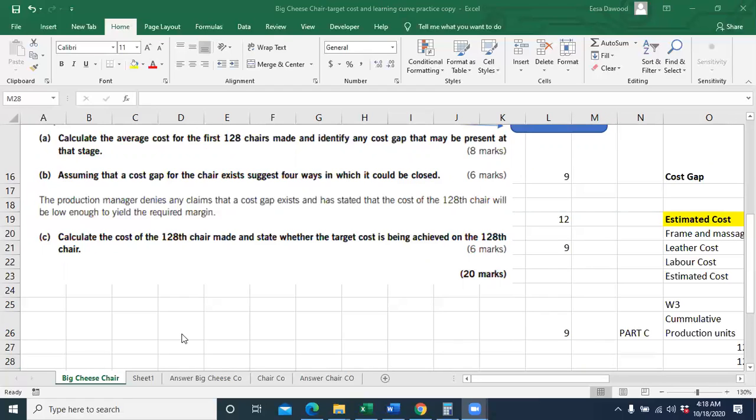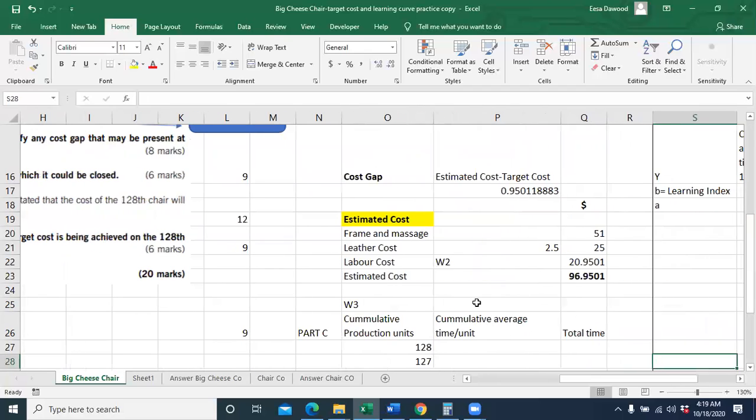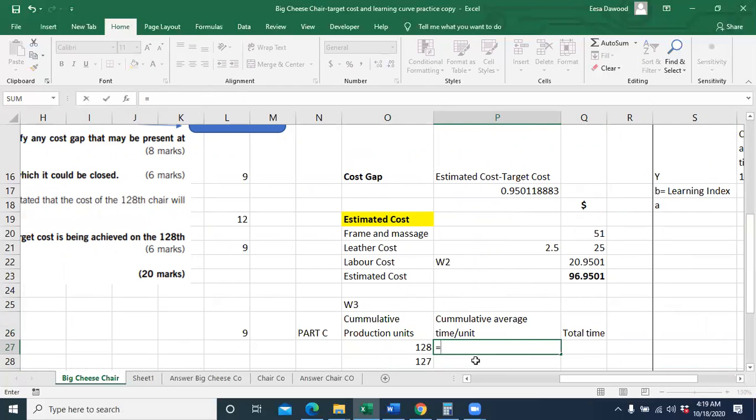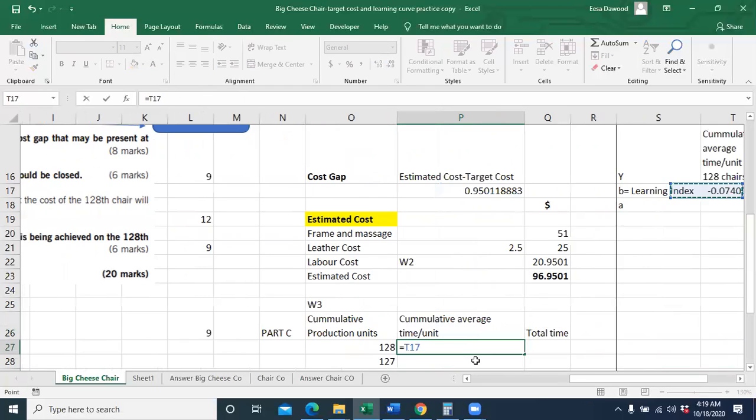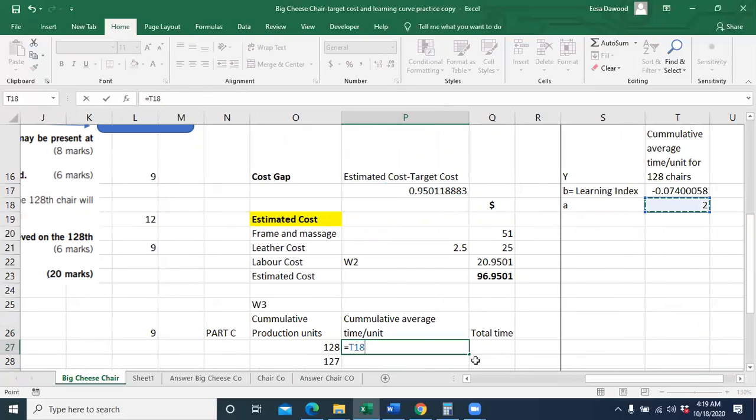Okay. So calculate the cost of the 128th chair. I told you how to calculate, the same table over there. So here I'm going to calculate the cumulative average time per unit. Y equals ax to the power b. Okay, time taken for the first unit is this.